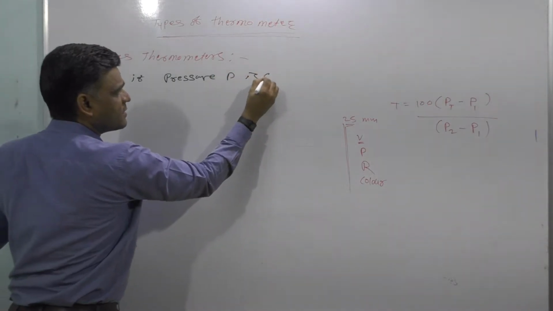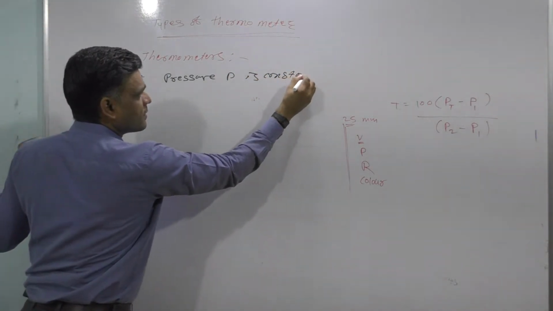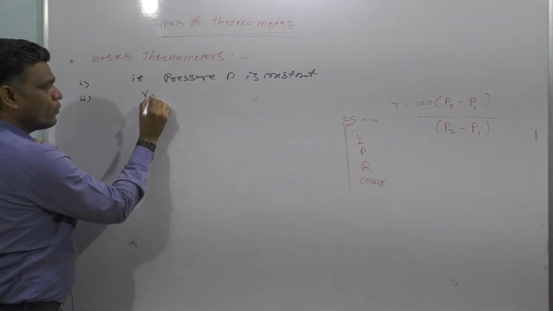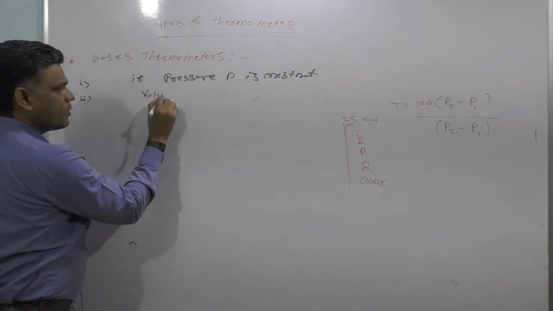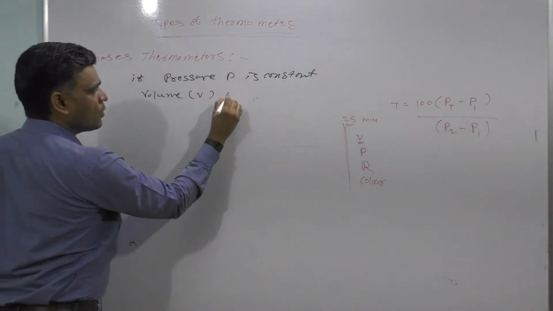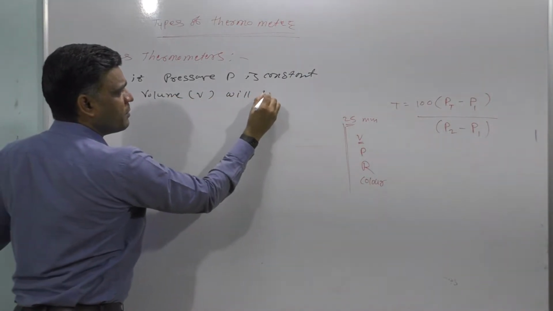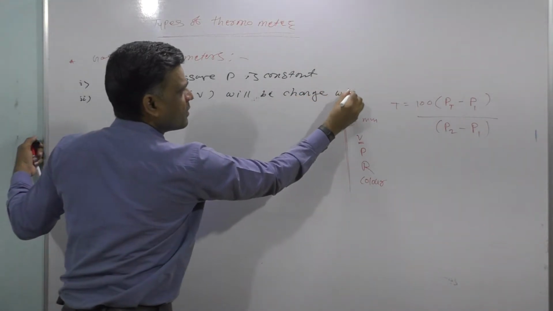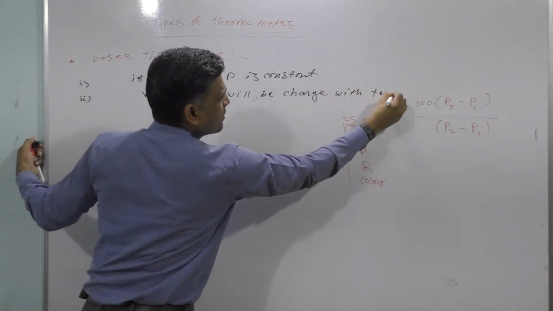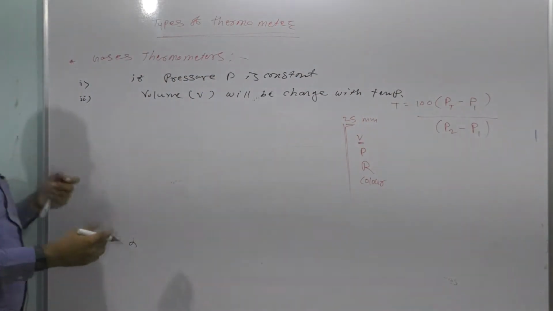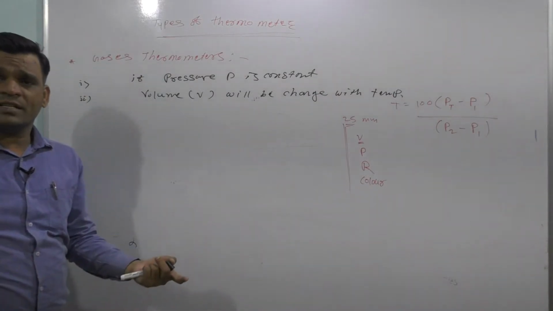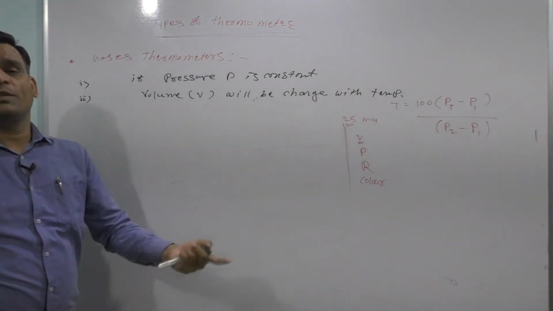P is constant, volume V will change with temperature. So as we give heat, its temperature increases, which means the volume of that material increases.